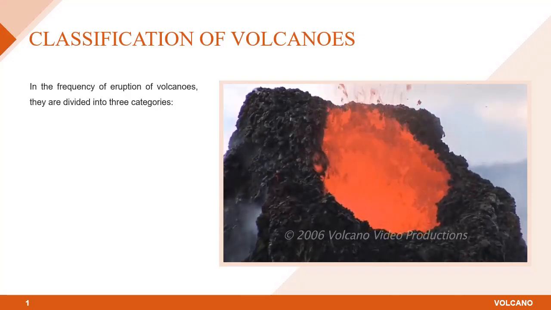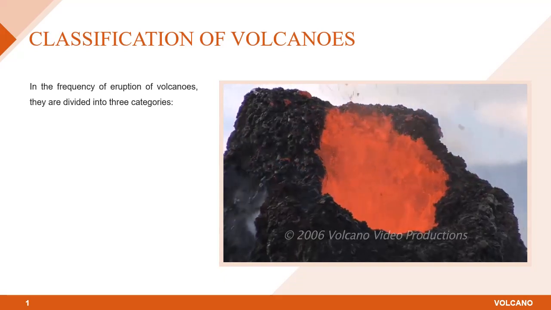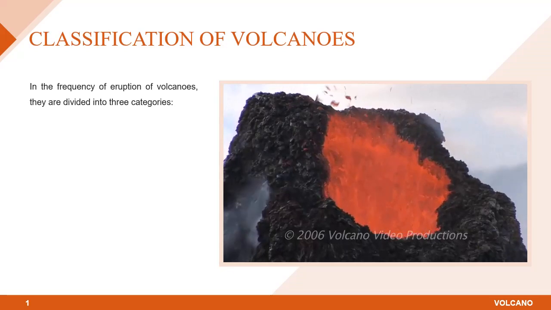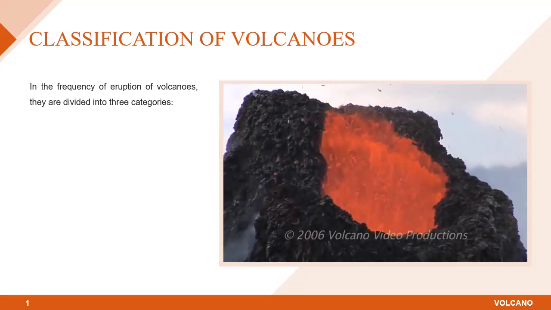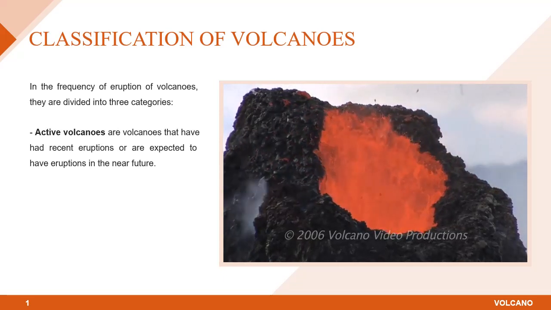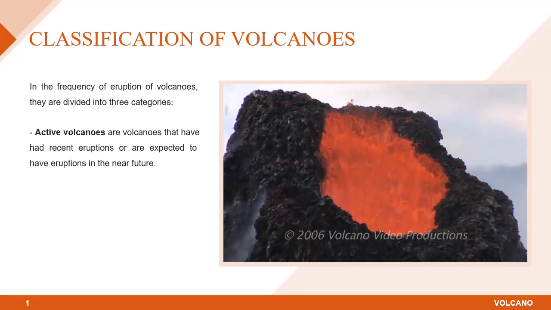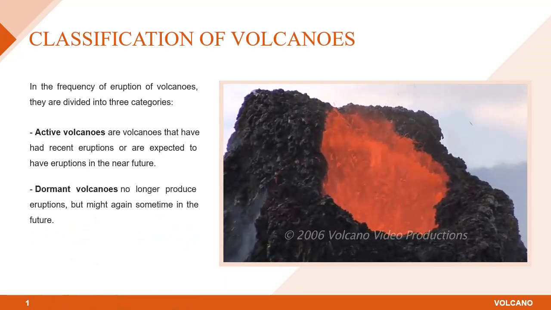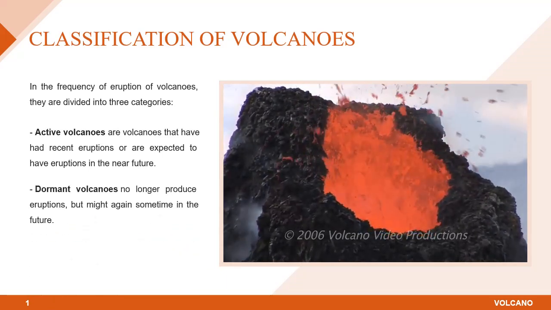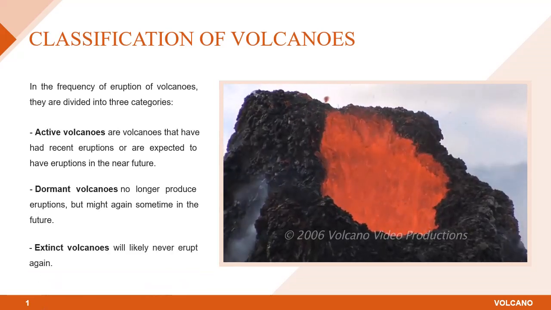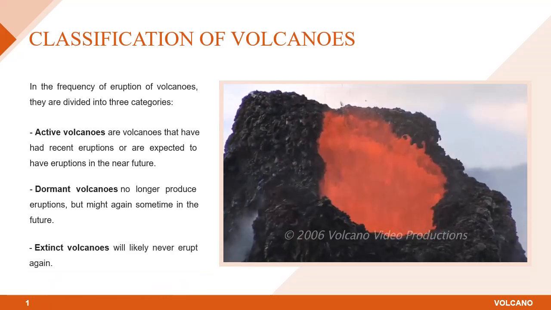So, how many types of volcanoes are there? In the frequency of eruption of volcanoes, they are divided into three categories. Active volcanoes are volcanoes that have had recent eruptions or are expected to have eruptions in the near future. Dormant volcanoes no longer produce eruptions, but might again sometime in the future. Extinct volcanoes will likely never erupt again.